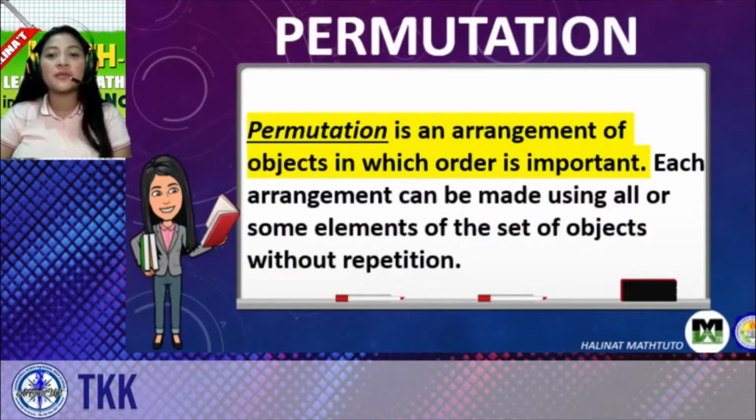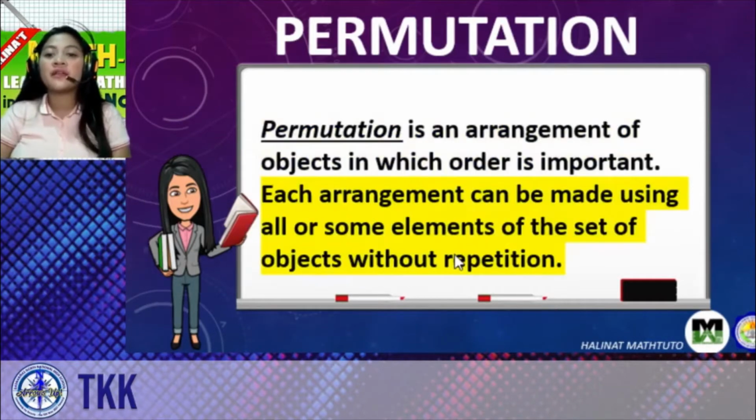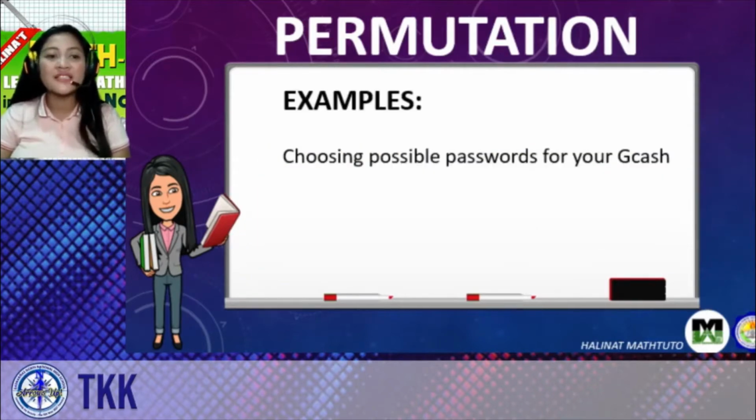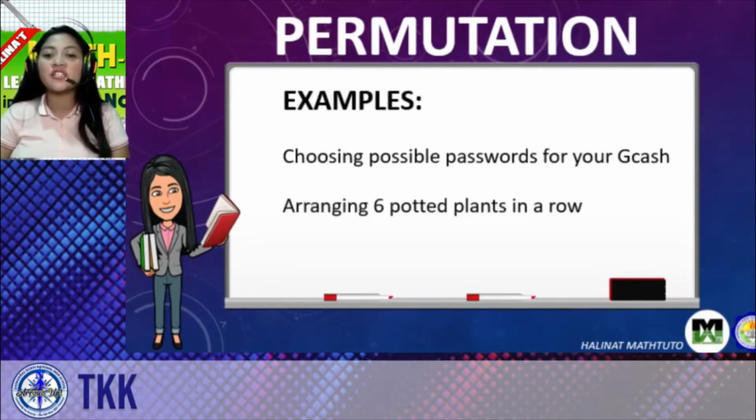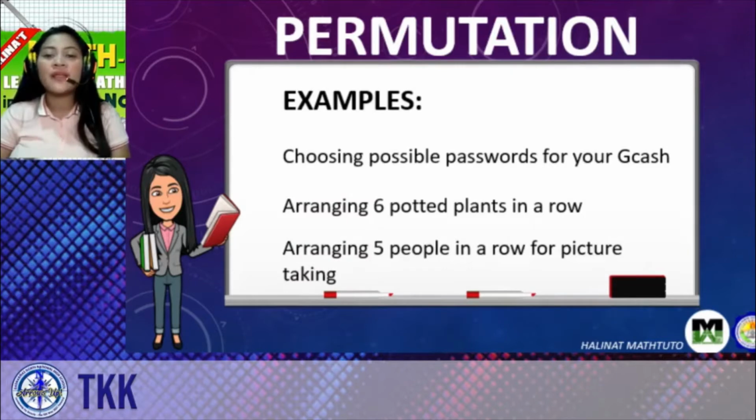And what is permutation? Permutation is an arrangement of objects in which order is important. Each arrangement can be made using all or some elements of the set of objects without repetition. Examples: choosing possible passwords for your GCash, arranging 6 potted plants in a row, and arranging 5 people in a row for picture taking.